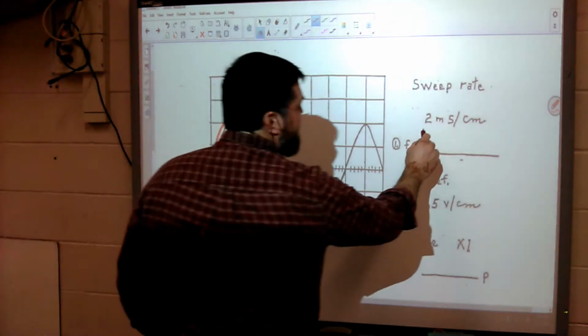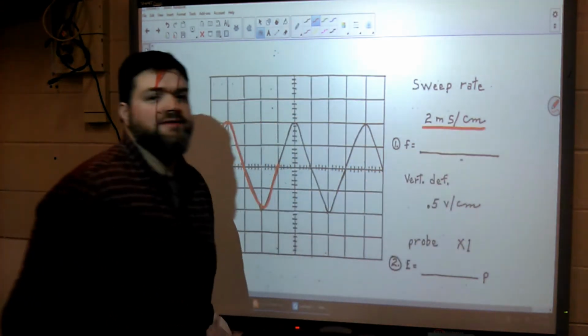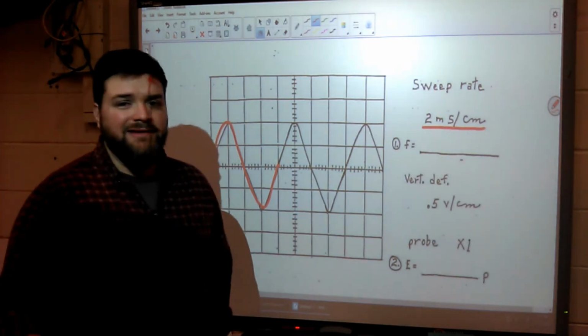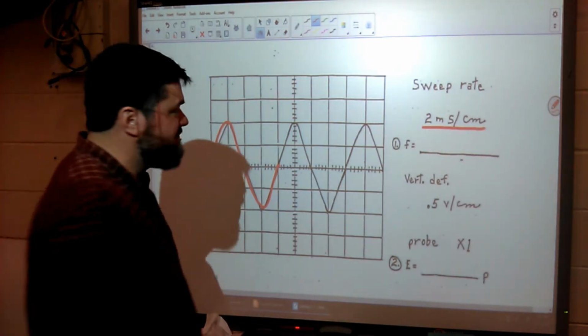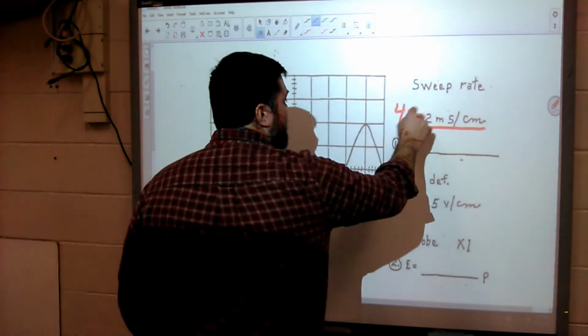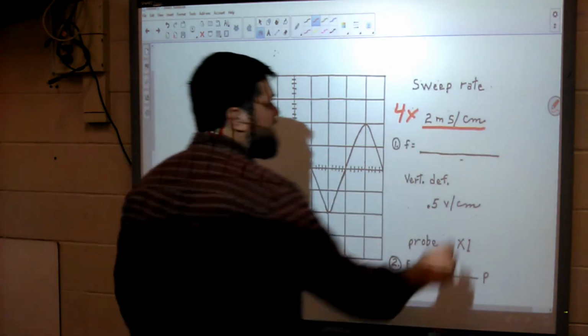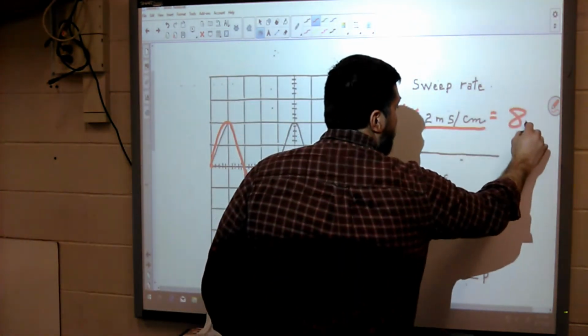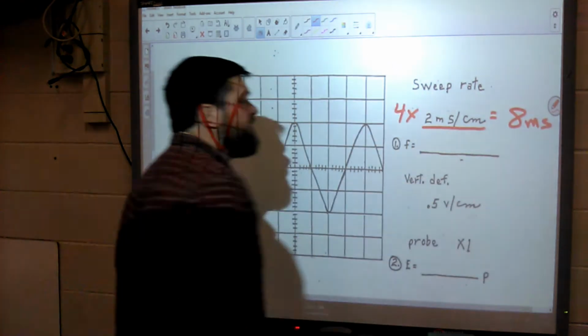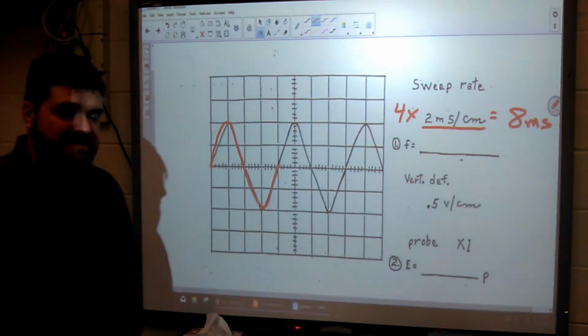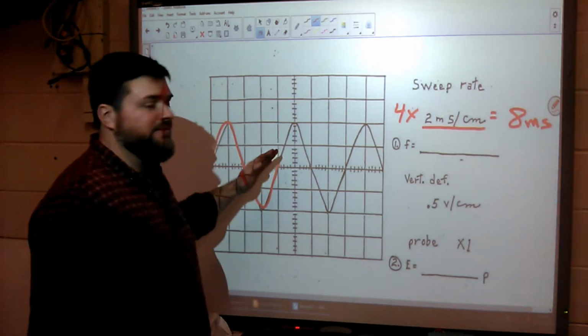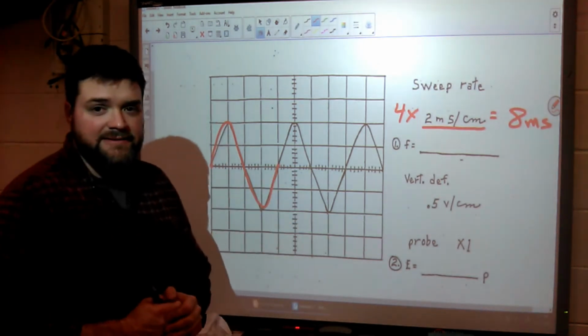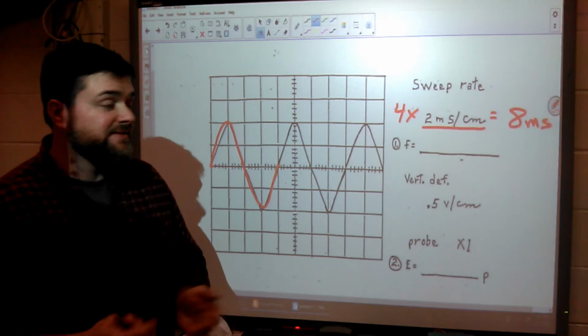If you look over here, it says each square is worth 2 milliseconds. So how many milliseconds is that total? Take your 4 squares, multiply it by your 2 milliseconds. That's going to give you 8 milliseconds. So every 8 milliseconds, we have a sine wave coming out of our function generator. So what is the frequency for that?